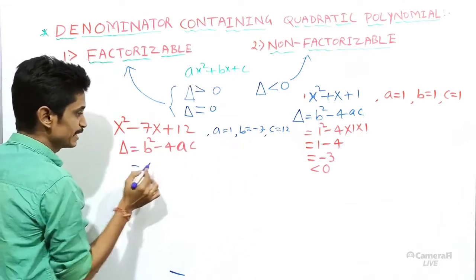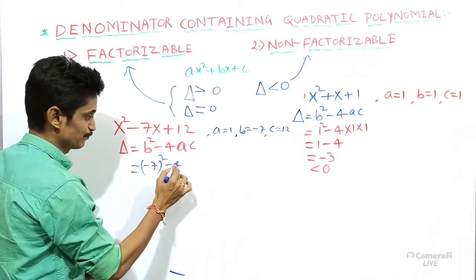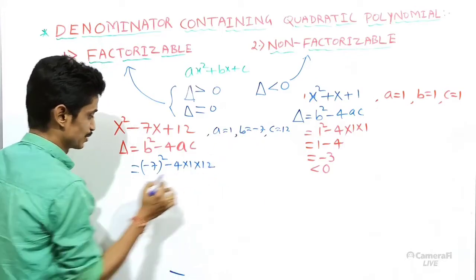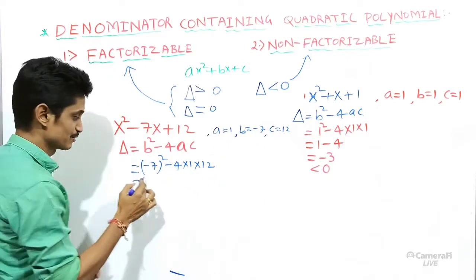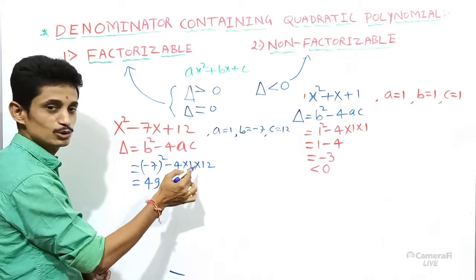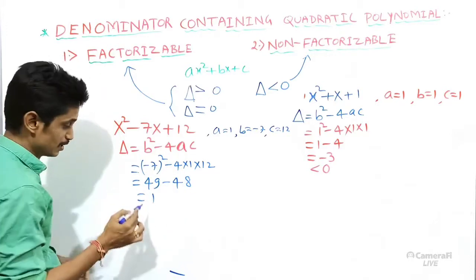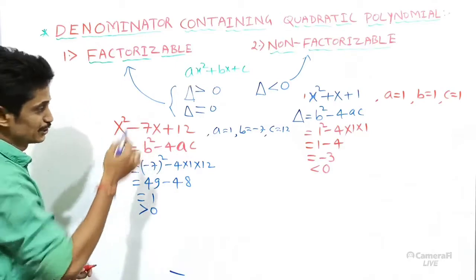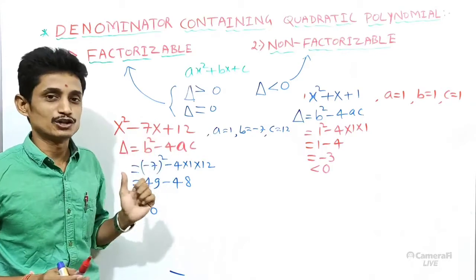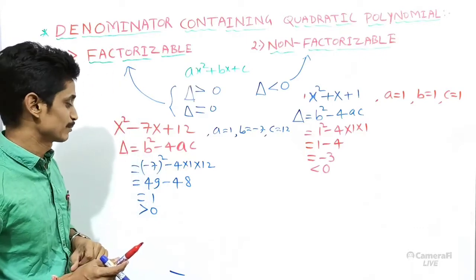Substituting here, the b value is minus 7. So minus 7 whole square minus 4 into the a value 1 into the c value 12. 7 square is how much? That is 49, minus 4 ones are 4, into 12. 12 fours are how much? That is 48. So the answer is 1, which is greater than 0. Easily we can factorize this quadratic polynomial. Such quadratic polynomials are called factorizable quadratic polynomials.